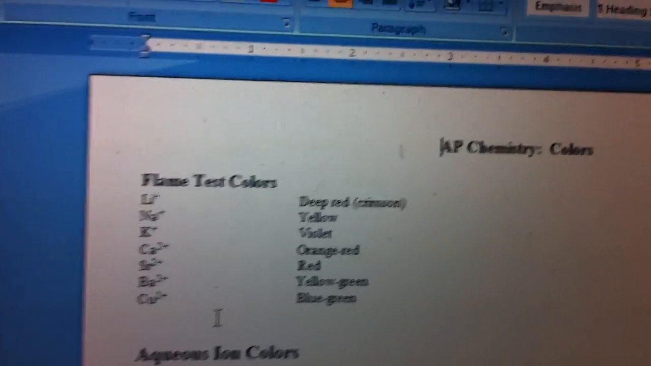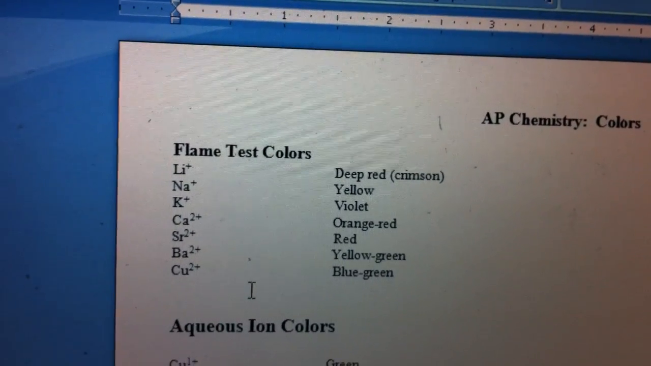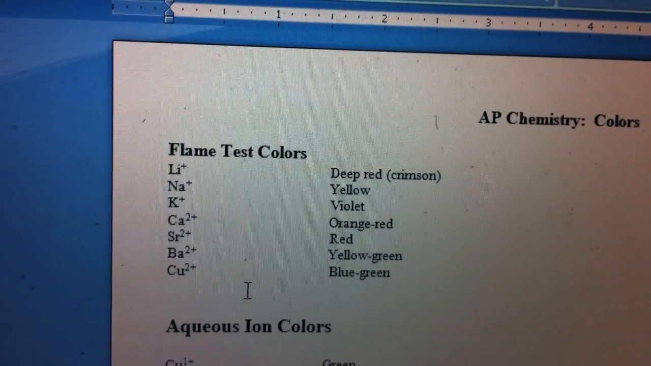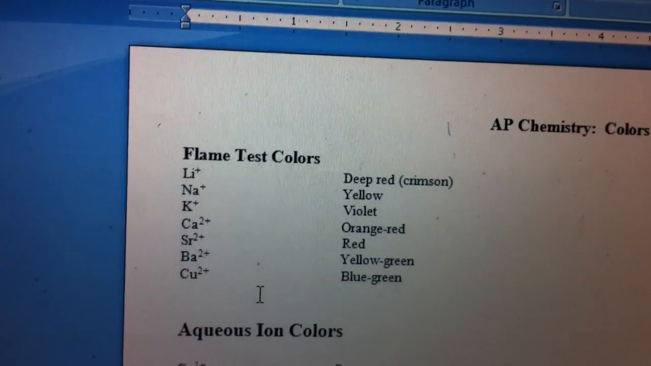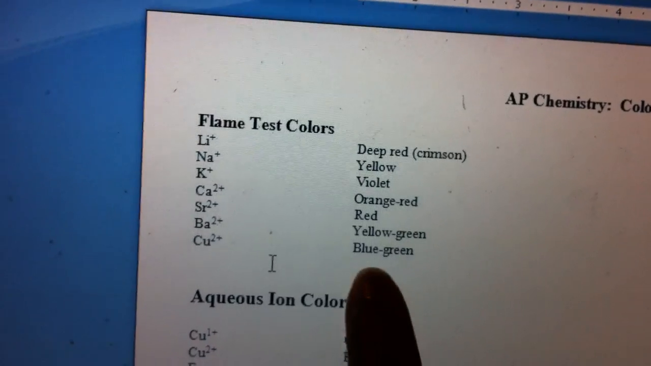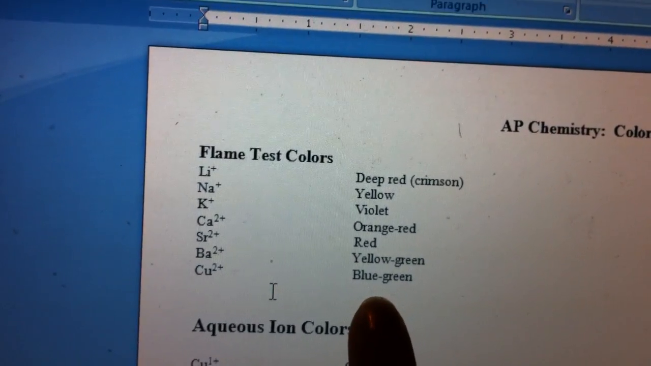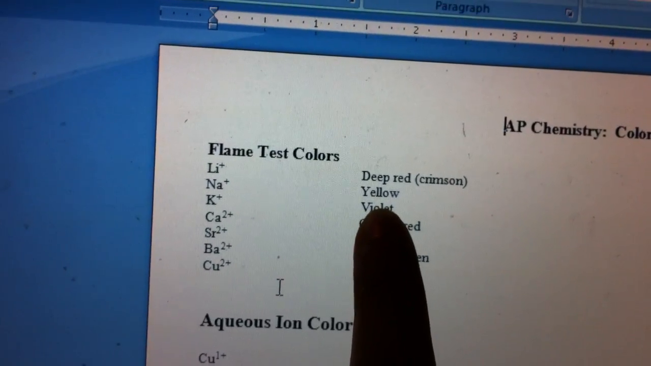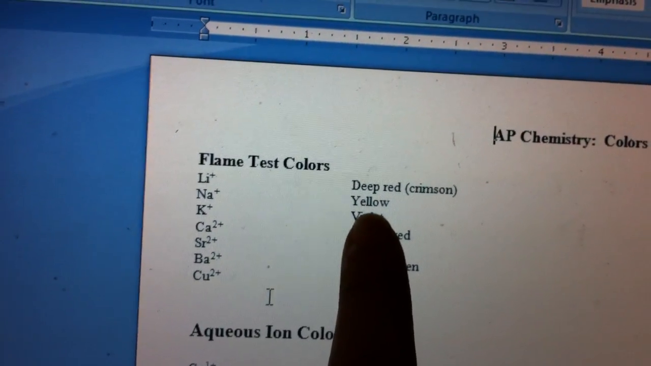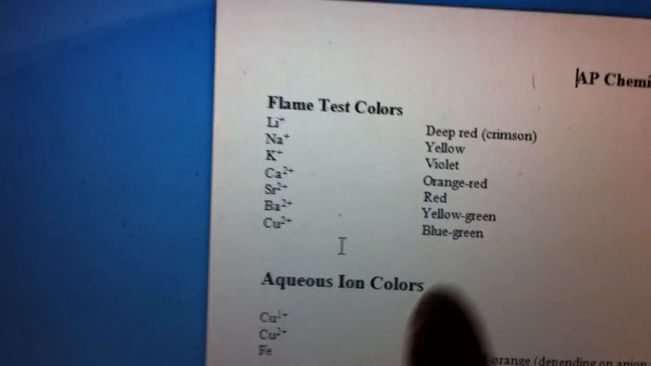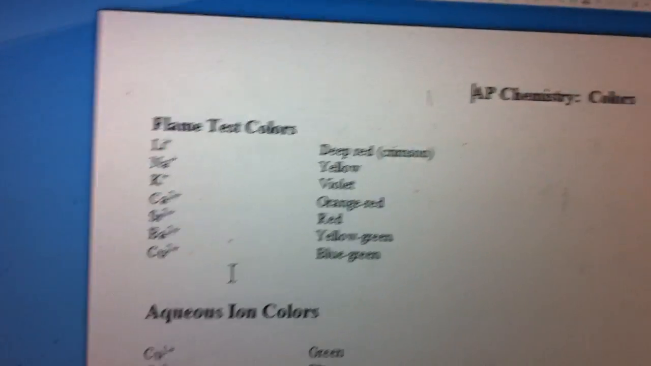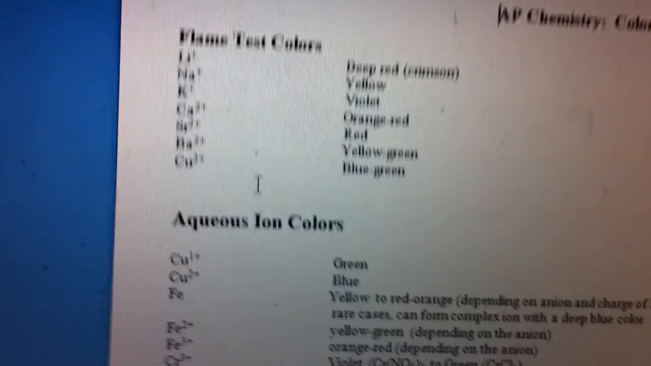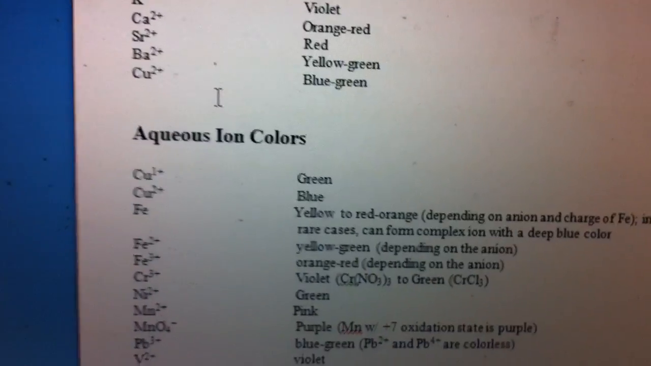Okay, I don't have a printed copy, so I'm just going to show you here, but I want to remind you of some of the colors that you should already kind of be familiar with. For the flame test, you know that copper was the only blue-green flame, and you know that sodium was the yellowish-orange one that looks like a Cheeto. Those are really the only ones in the flame test that I'd expect you to remember.